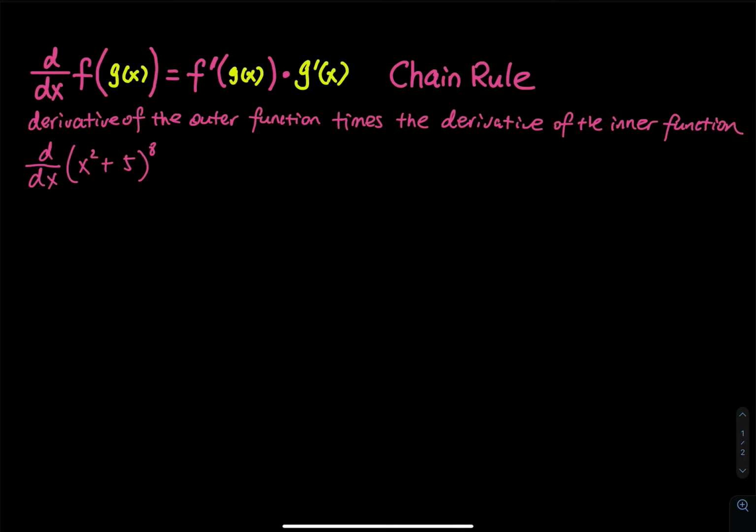Taking derivative using the chain rule. The chain rule is, so let's say we have the derivative with respect to x of f of g of x. This is a composition function. We have function g inside function f.